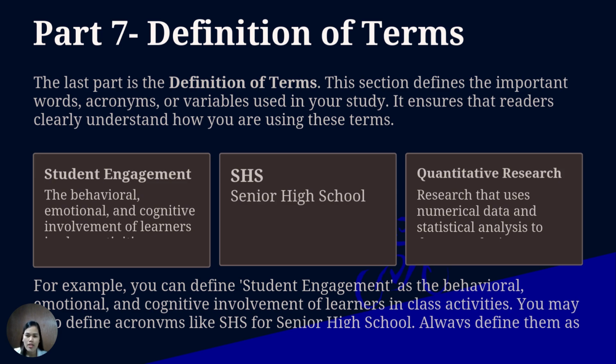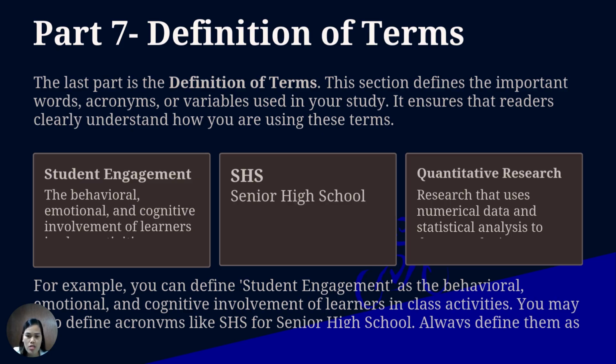For example, you can define student engagement as the behavioral, emotional, and cognitive involvement of learners in class activities. You may also define acronyms like SHS for senior high school, or ACHS. Always define them as they are applied in your research.